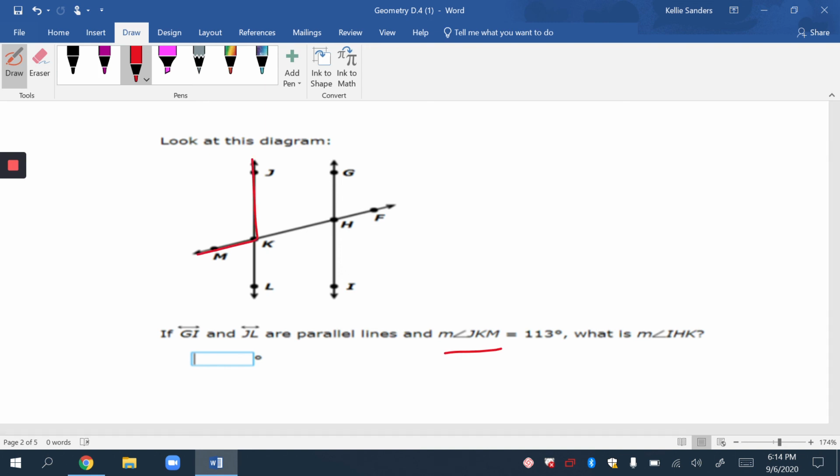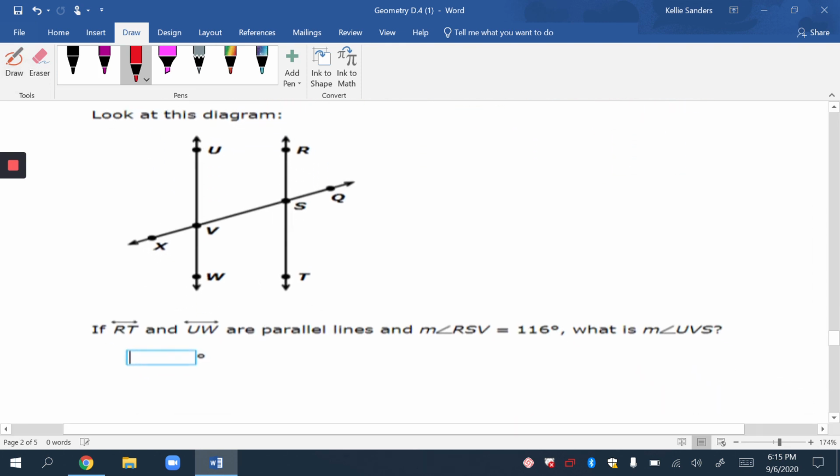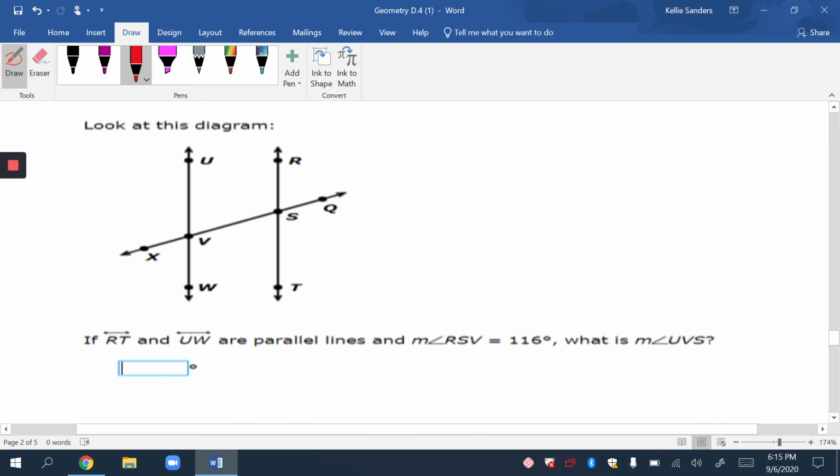JKM. IHK. Right. So let me do IHK in a different color. The red are the ones that are congruent to each other, which means the purple is not. So again, the supplement. Is 67.